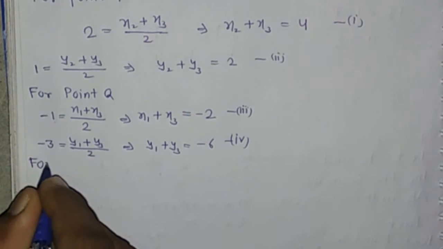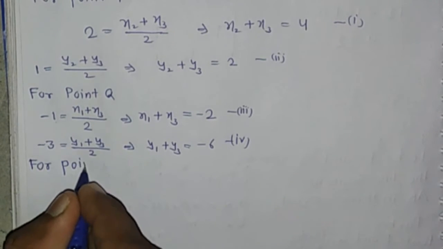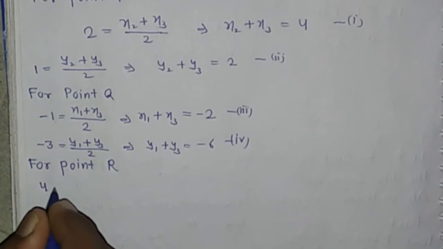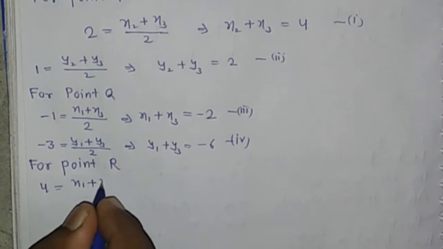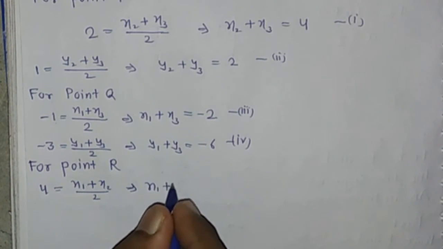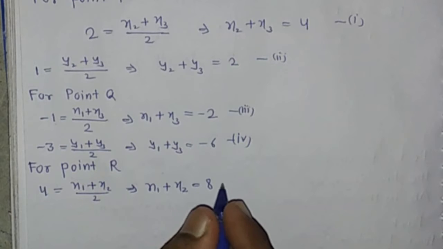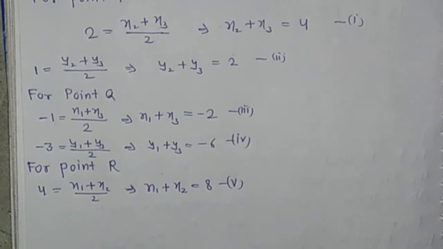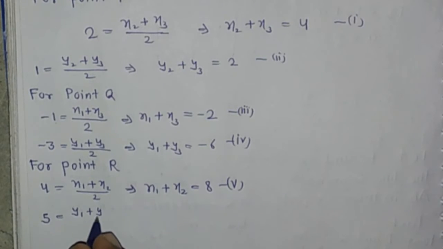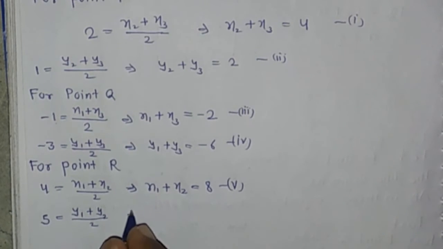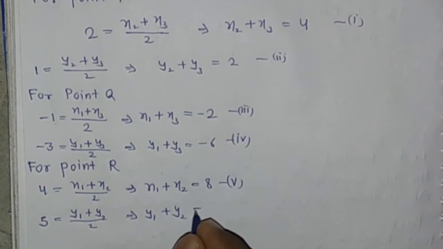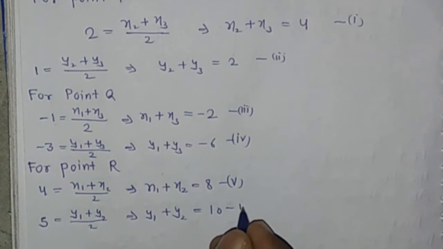For point R, 4 equal to (x1 plus x2) by 2. We have x1 plus x2 is equal to 8, it is the fifth equation, and 5 equal to (y1 plus y2) by 2, then y1 plus y2 is equal to 10. It is equation number 6.